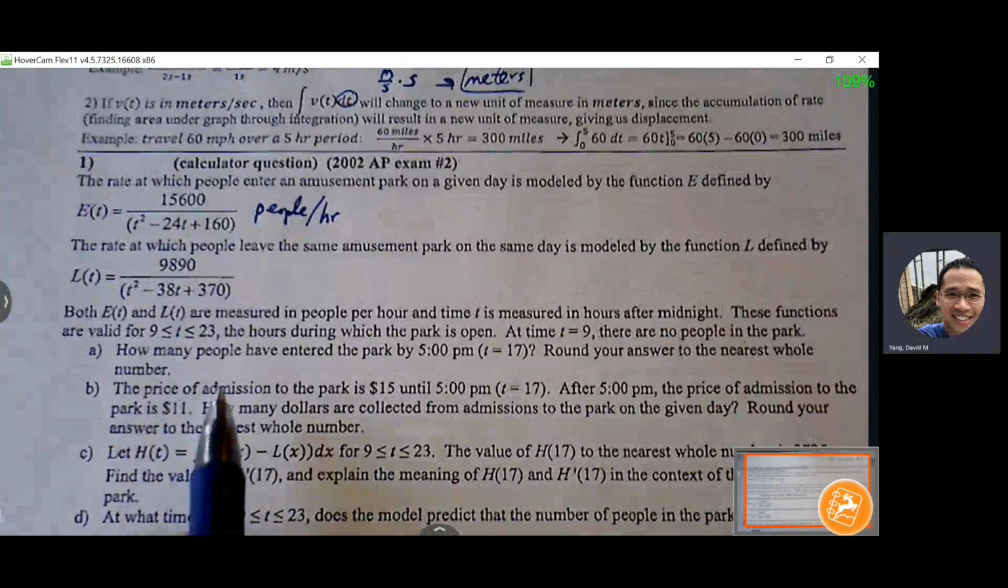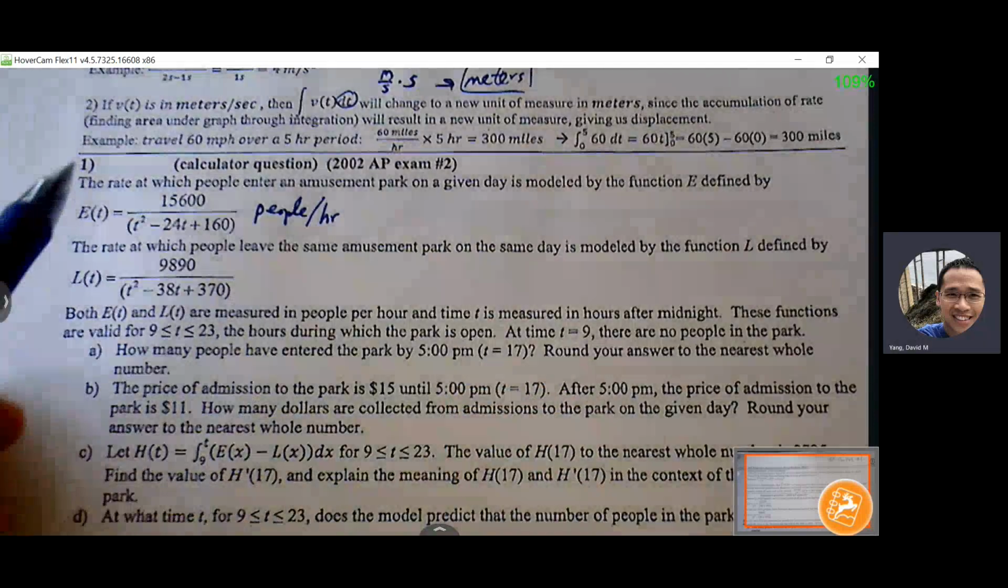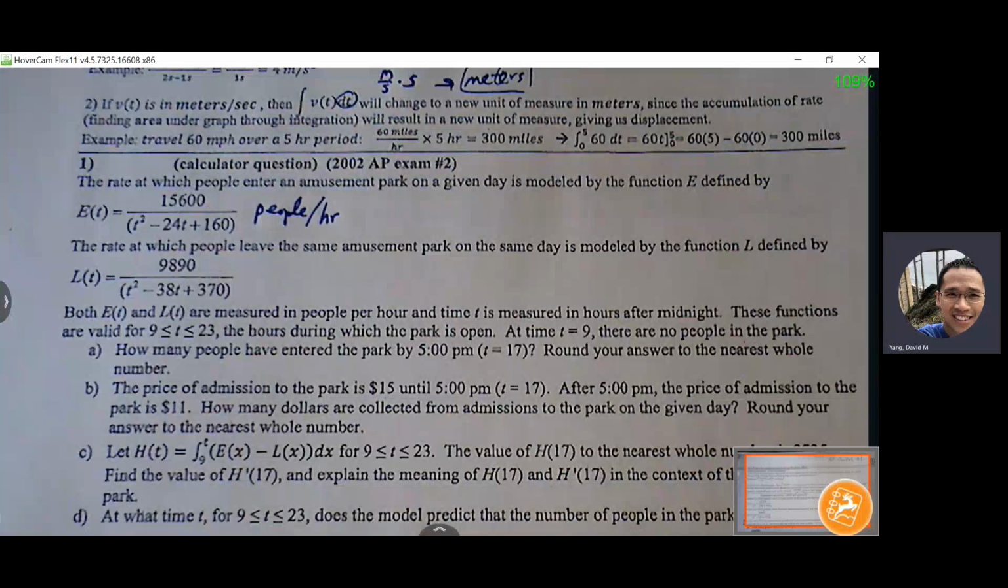Okay, so then part A says how many people have entered the park by 5 p.m. Okay. Entering, we're just dealing with E of t. So I'm going to take the definite integral.